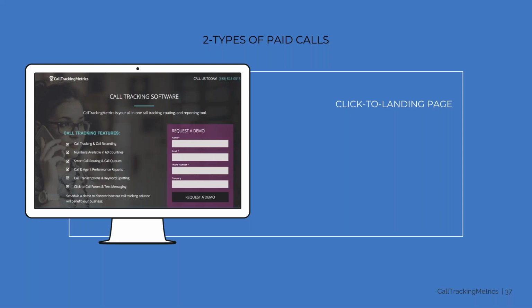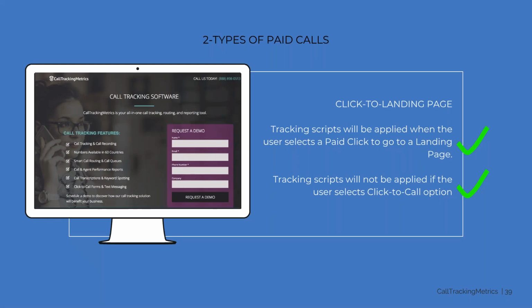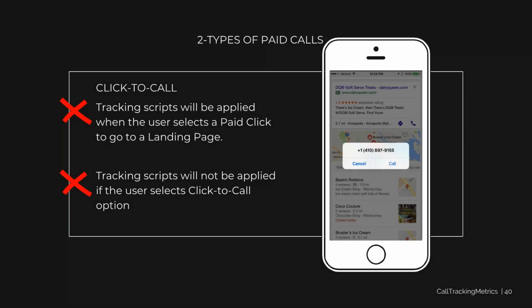So the first one is what I like to call a click to landing page, which would look something like this. And the second one is when it's going to be a click to call, which would prompt you to place a phone call. In the case of a click to landing page, what's going to happen is that the tracking scripts will be applied when a user selects a paid click and goes to a landing page. So the call tracking metrics tracking script is going to be on the page, as well as the analytics tracking script on the page. Now, with a click to call, the major difference is that our tracking scripts aren't going to be there. Google Analytics tracking script isn't going to be there.